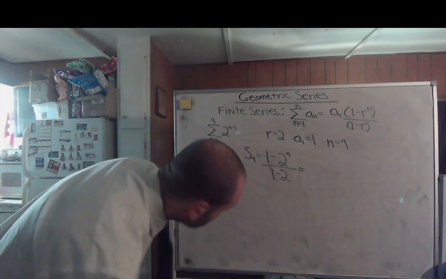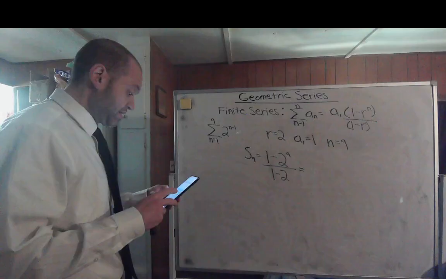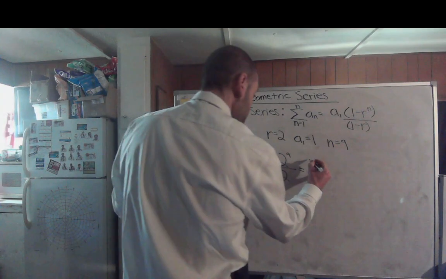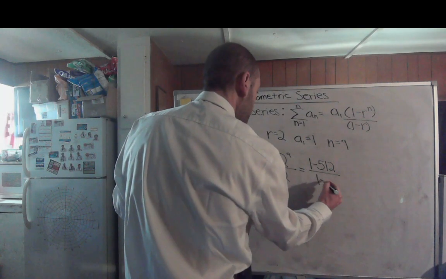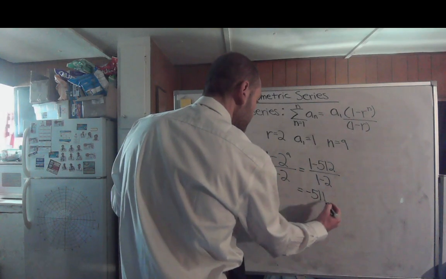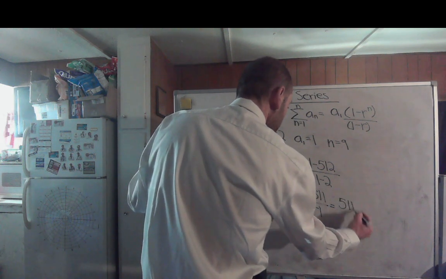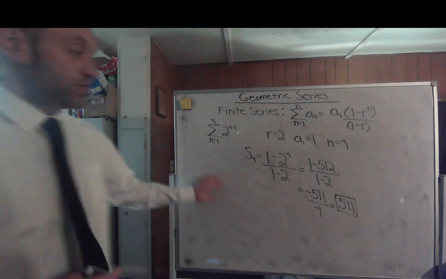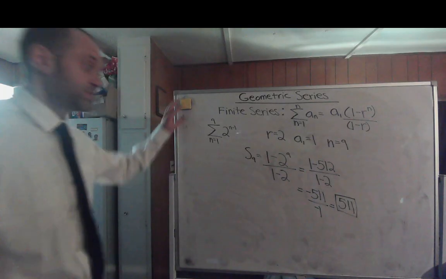Which, let's figure out what the heck 2 to the 9th is. It's not going to be a very pretty number, I do know that. It's 512, so you'll have 1 minus 512 all over 1 minus 2. Well, that's going to give you negative 511 over negative 1, which would just give you positive 511. So in this case, you'll get a sum of positive 511 for these 9 terms.